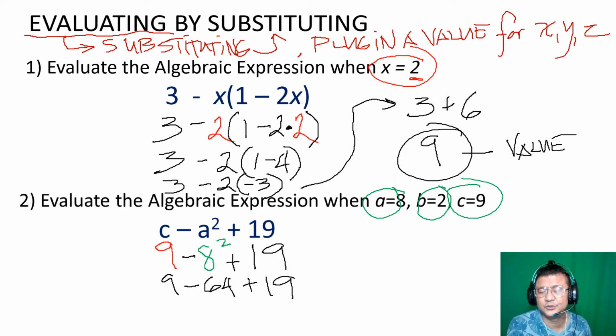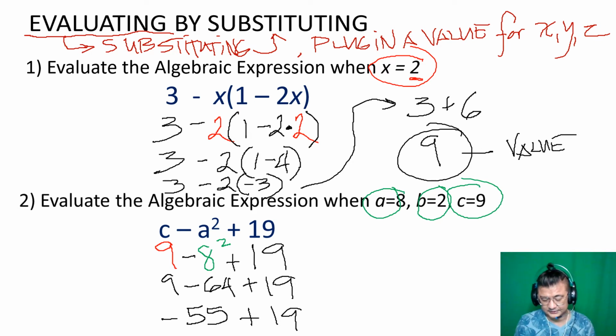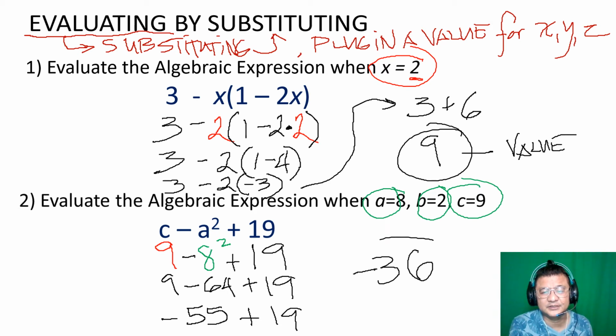Okay, what do you do when you do subtraction and addition? Do it from left to right. Left to right. 9 minus 64 is negative 55. Negative 55 plus 19. Okay? So how do you add a positive and a negative? 55 minus 19. 55 minus 19 is 36. And what sign is 36? The bigger number is negative. There you go. We evaluated by substituting.